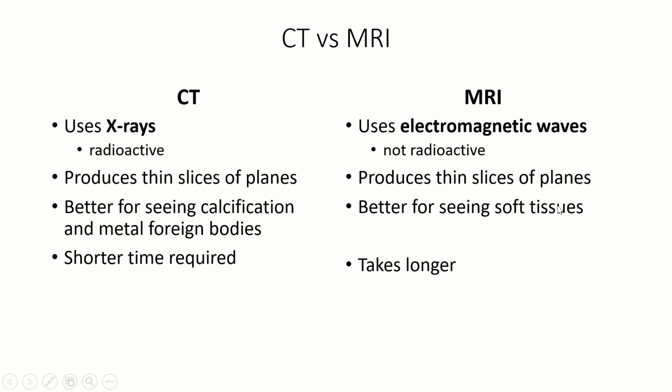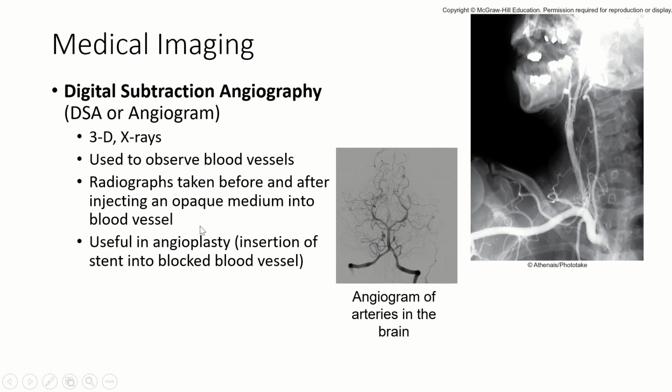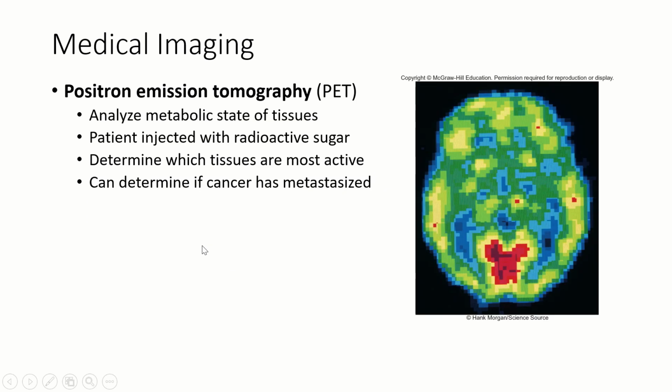Better images of soft tissues. CT, X-rays, very short period of time, better for calcifications, for bones, and for metal foreign bodies. Digital subtraction angiography gives us an image of blood vessels. PET scan, positron emission tomography, shows us if someone's cancer has metastasized. And that is the end of chapter 1.